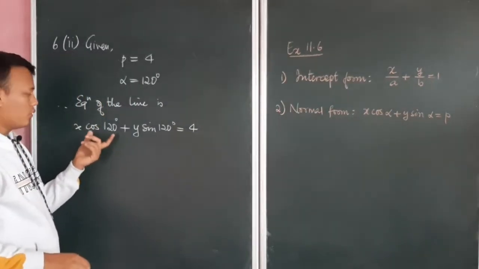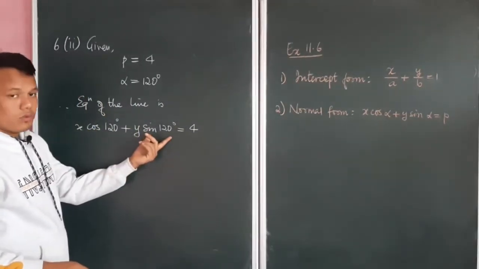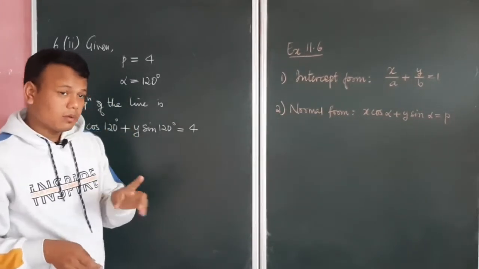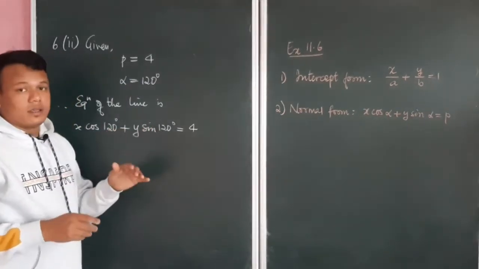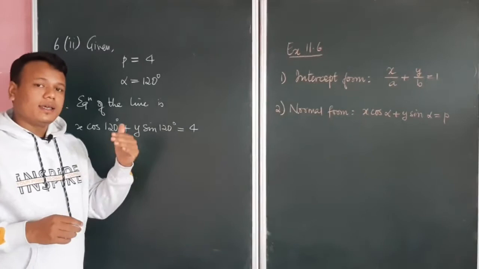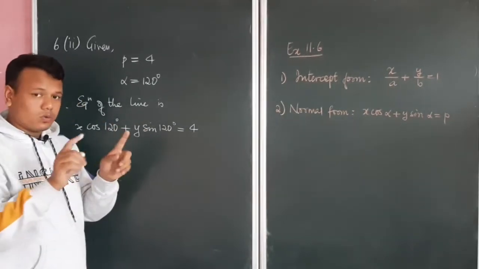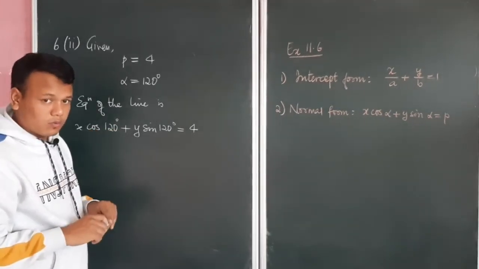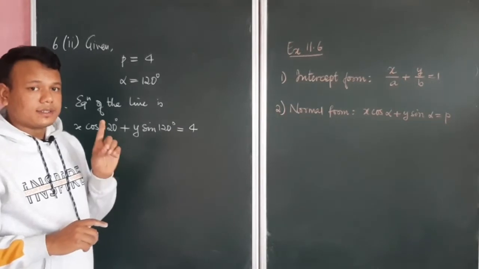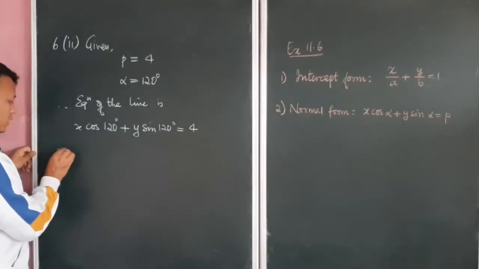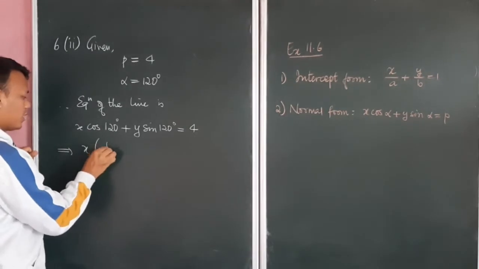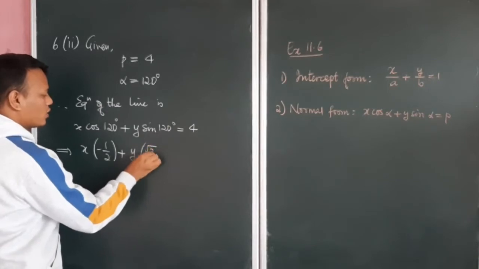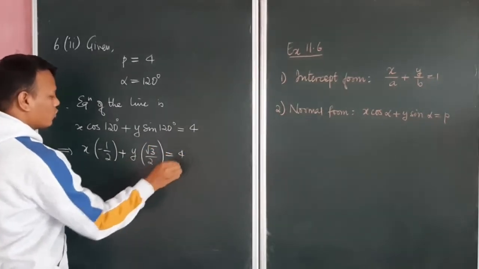It's very good if you know the values of cos 120 degrees and sin 120 degrees. If you don't know them, you can go to the trigonometric table from class 11, because we do angles of 120 degrees or more than 90 degrees only in class 11. There you will find that the value of cos 120 degrees is minus half, and the value of sin 120 degrees is root 3 by 2, equals 4.